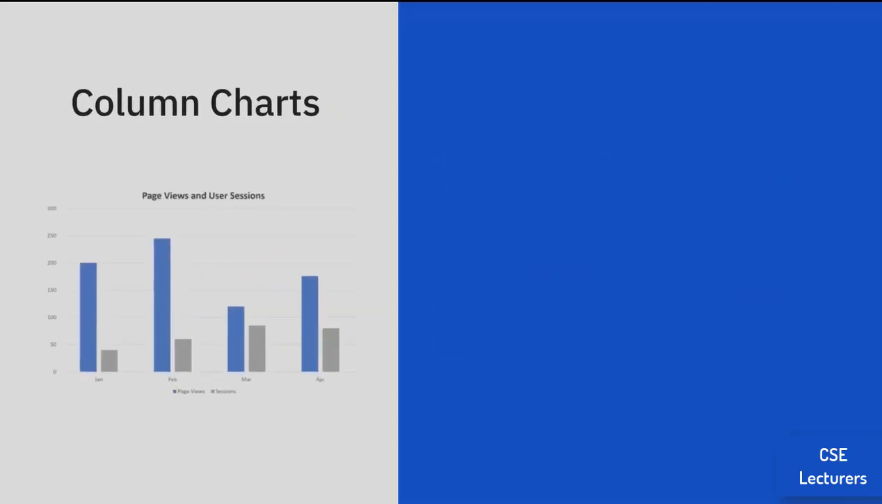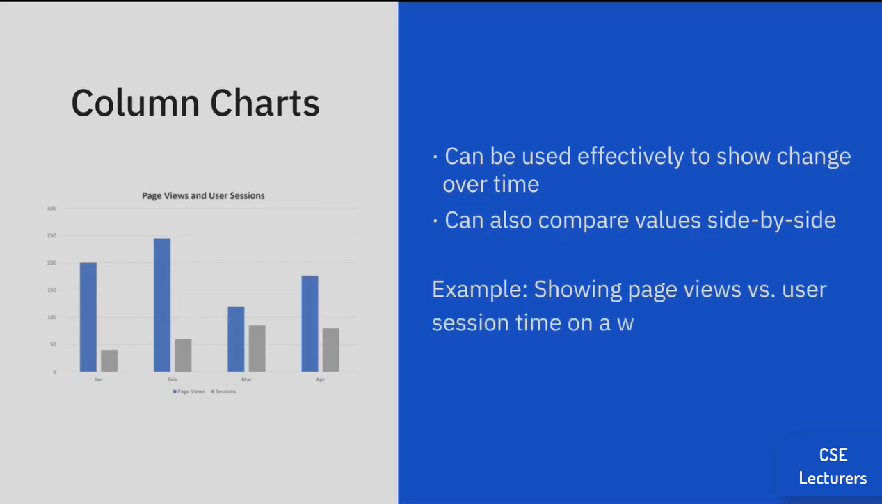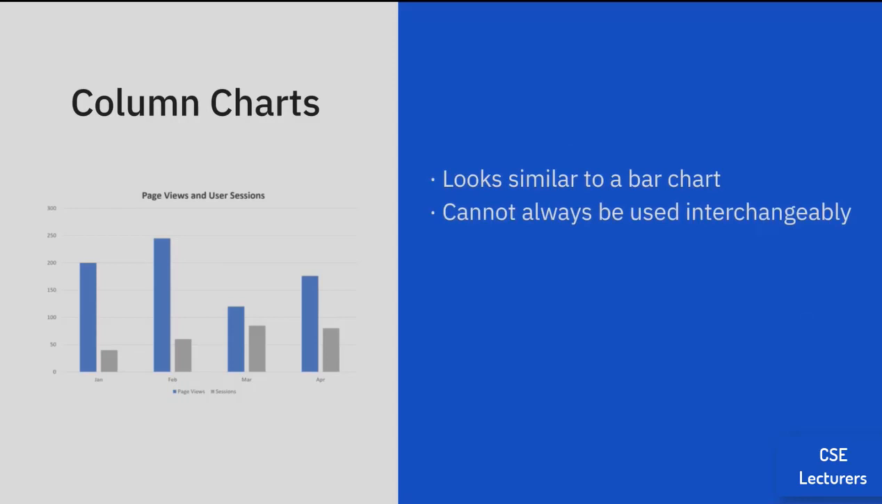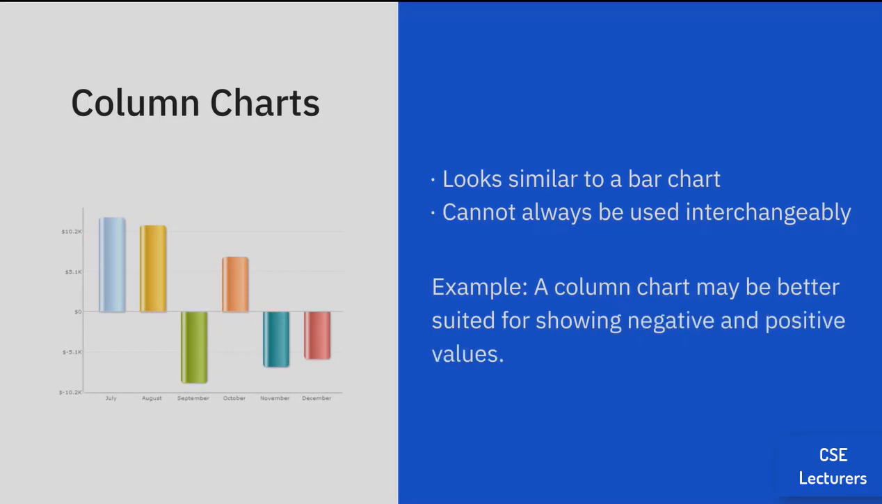Would you like the graph to appear vertical and not horizontal? Then column charts would be a great pick. This type of chart can be quite effective to show change over time and to compare values side by side. For example, showing page views versus user session time on a website as it changes on a month-to-month basis. While this type of chart looks similar to a bar chart, they cannot always be used interchangeably. For example, a column chart may be better suited for showing negative and positive values.